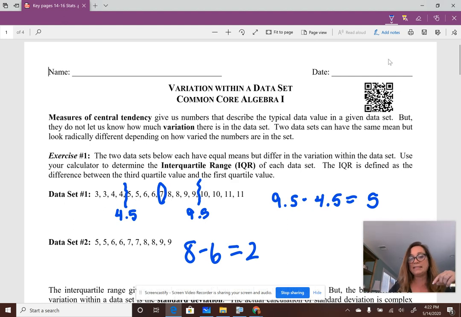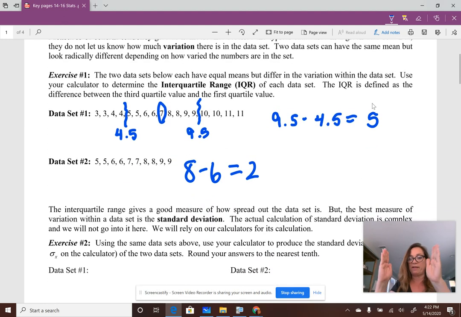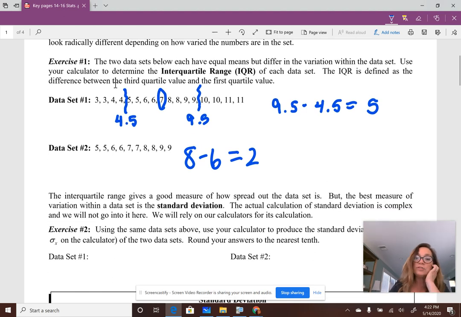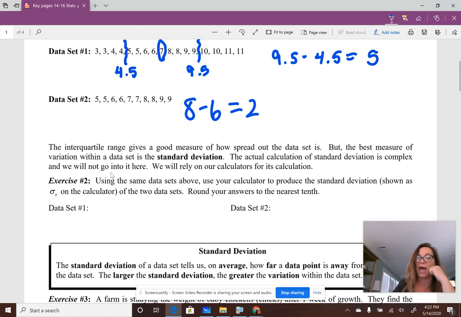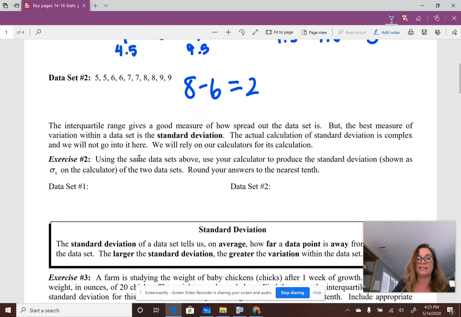So data set 1 has a spread of 5 units. Data set 2 has a spread of only 2 units. So if we were comparing these two data sets, we would say data set 2 has less variation. The interquartile range gives a good measure of how spread out the data is. But the best measure of variation within a data set is the standard deviation.